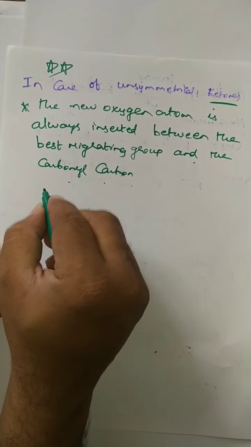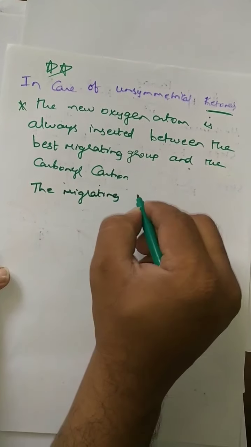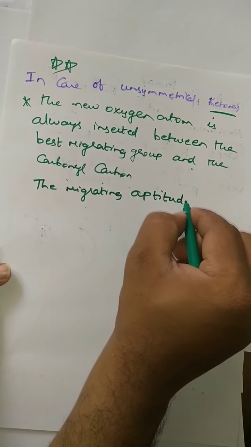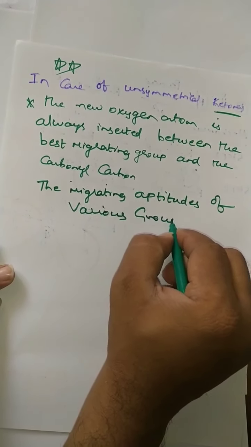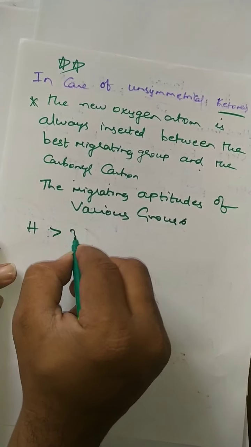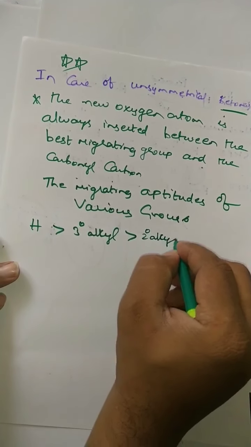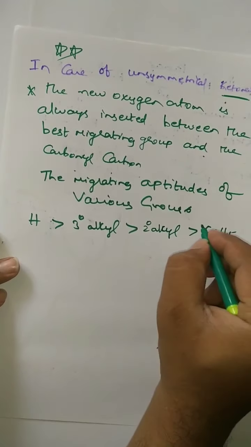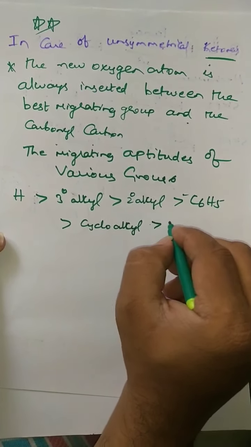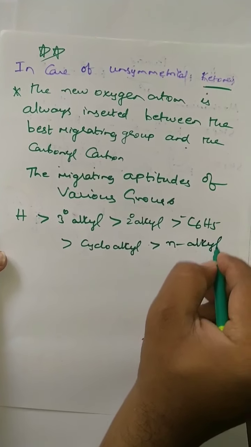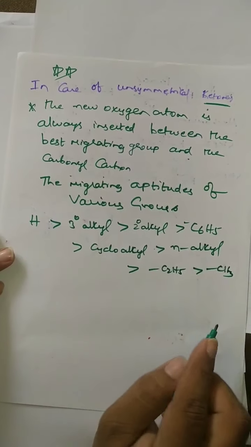See here, actually the migrating aptitudes of various groups, given experimentally: hydrogen greater than tertiary alkyl group, you have to remember this order, tertiary alkyl group greater than secondary alkyl group greater than phenyl group greater than, this is for IIT students, cycloalkyl group greater than n-alkyl group greater than ethyl group greater than methyl group. So this is the experimentally derived order.